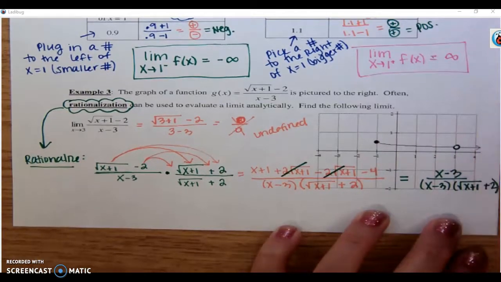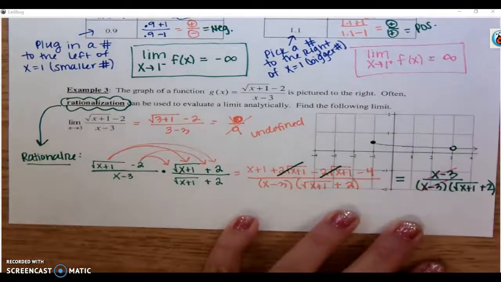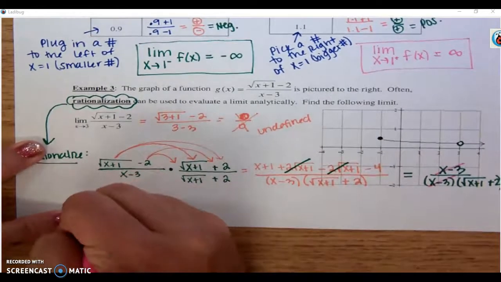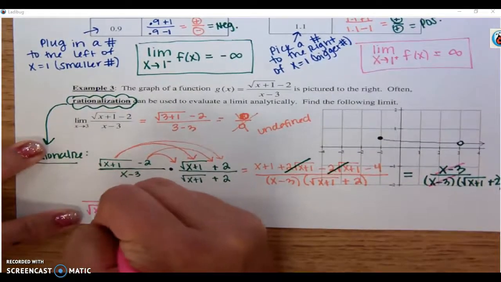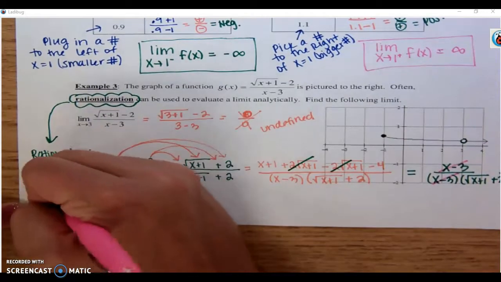Now, the whole purpose of rationalizing is so that something cancels. If it doesn't cancel, then you messed up again. So keep those things in mind. It'll help you stay on track. So we have this x minus 3 that cancels. So I'm left with 1 over the square root of x plus 1 plus 2. So now that we've rationalized, think about this as like factoring, but we're rationalizing because we have a square root. Now we can find the limit.